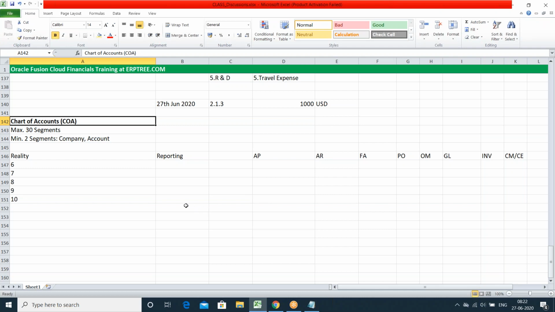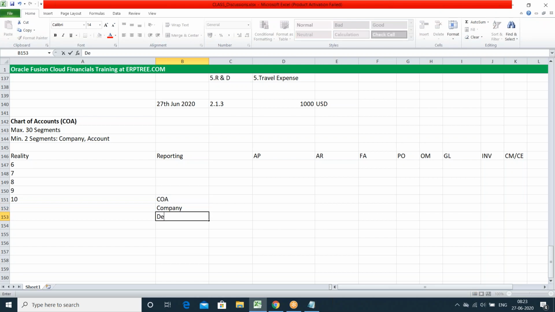Say for example, I am going to create the chart of accounts, COA. COA means chart of accounts. So I'm creating one chart of accounts. Within that, I'm going to take the segments. One segment is company. Another segment is department. The third segment is account. The client wants to capture which company, which department, and which account the transaction belongs to.